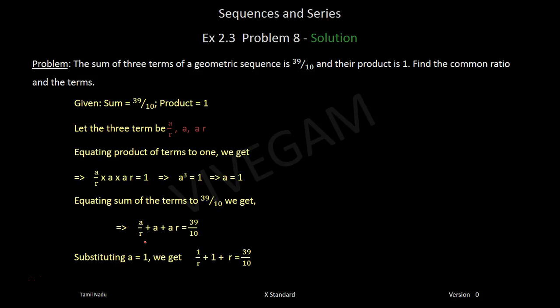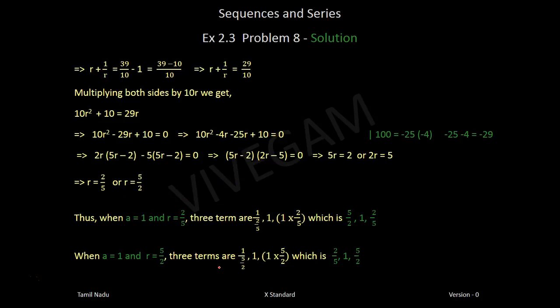Okay. Now you have to equate their sum to be 39 by 10. So that is a by r plus a plus ar equal to 39 by 10. Substitute a equal to 1. So this equation becomes 1 by r plus 1 plus 1r, that is r, equal to 39 by 10. Now transfer that 1 to the other side, so it will become r plus 1 by r equal to 39 by 10 minus 1. Taking LCM, this will become 39 minus 10 by 10, that is 29 by 10. So r plus 1 by r will be equal to 29 by 10.